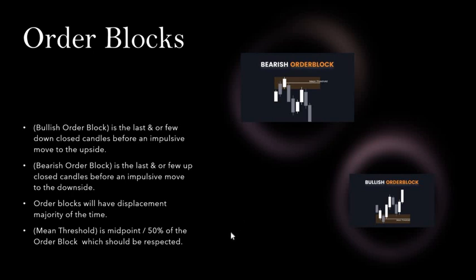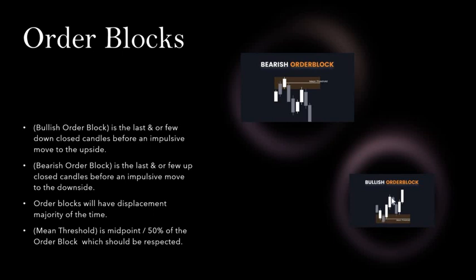So a bullish order block is the last and or few down close candles before an impulsive move to the upside. So bullish, meaning it wants to go up, right? It wants to go up. So you see how the market trades down, creates this last down close candle right here. So in this, the white candle is the up close, the gray candles are the down close. This gray candle is the last down close candle, right? Before an impulsive move to the upside. Market impulses up, having displacement, okay?